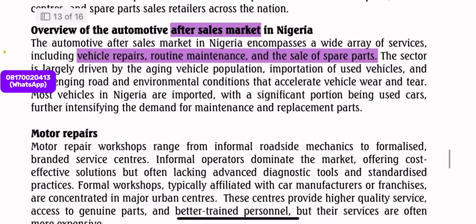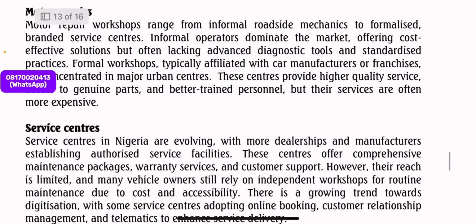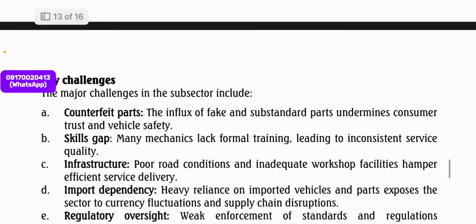They told us about motor repairs, they told us about service centers, and they told us about the sales of spare parts. So I'm going to look at each of these things one by one and look at how it applies. So this is just basically talking about the after sales market.